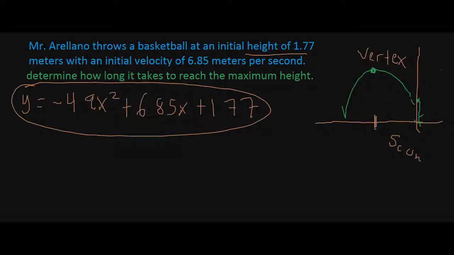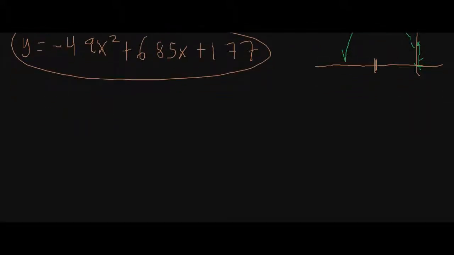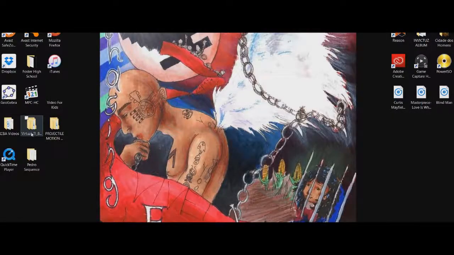So we want to change it to vertex form, just like we did in the other videos. It's really similar to the problem that we did beforehand. The first thing we want to do is pull out the negative 4.9, so we divide both terms by negative 4.9. We just get x squared here, and then this is where I'm going to rely on my graphing calculator real quick.